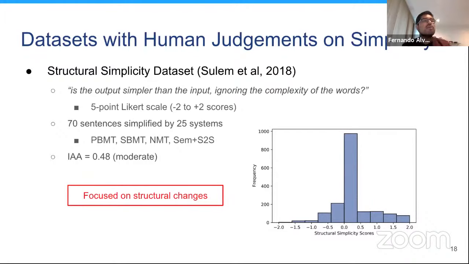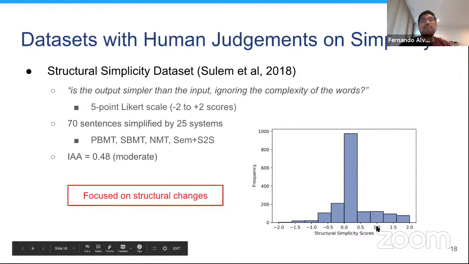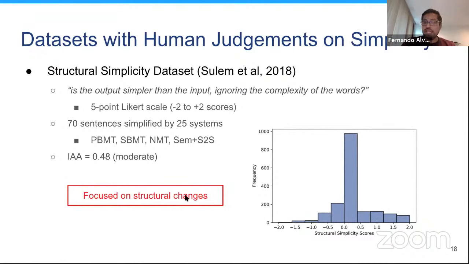The inter-annotator agreement that they report is moderate, and in the figure we can see the distribution of the scores there. We can see that there is a high frequency of almost no improvements in structural simplicity, although there are scores for increased and even decreased structural simplicity. So there is some variety there. The problem with this data set is that it only focuses on structural changes. And as we saw in the previous part, structural changes by themselves are not judged as making a sentence simpler than incorporating lexical paraphrasing as well. So that's another limitation with this particular data set.